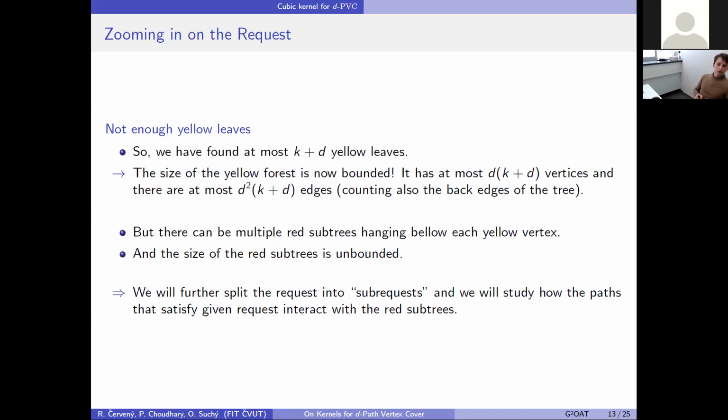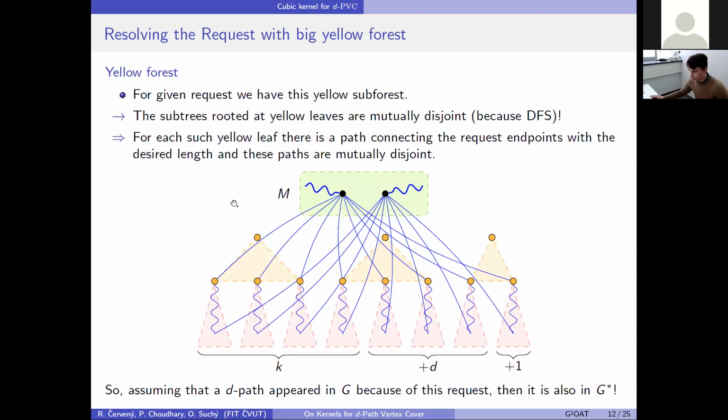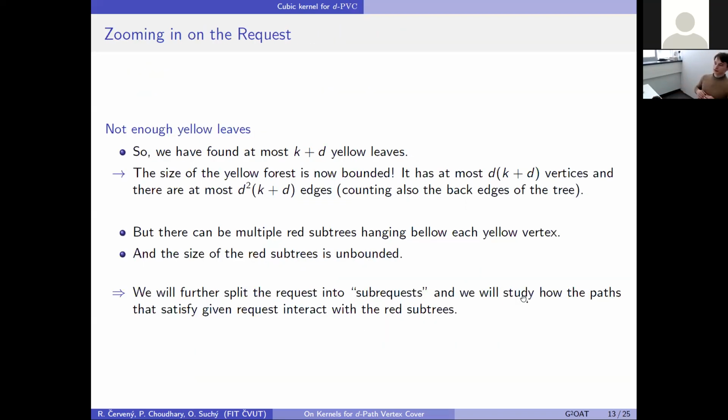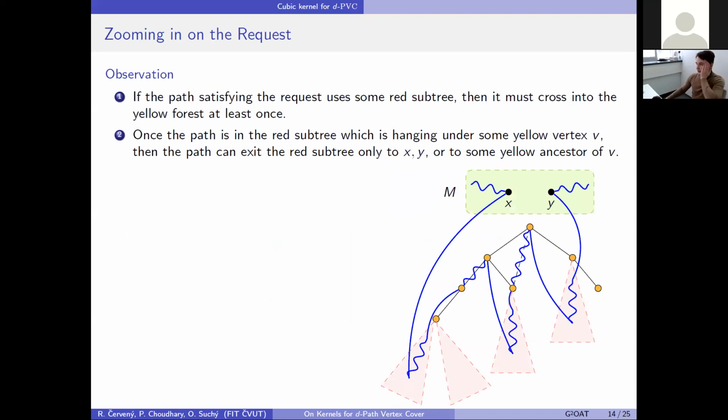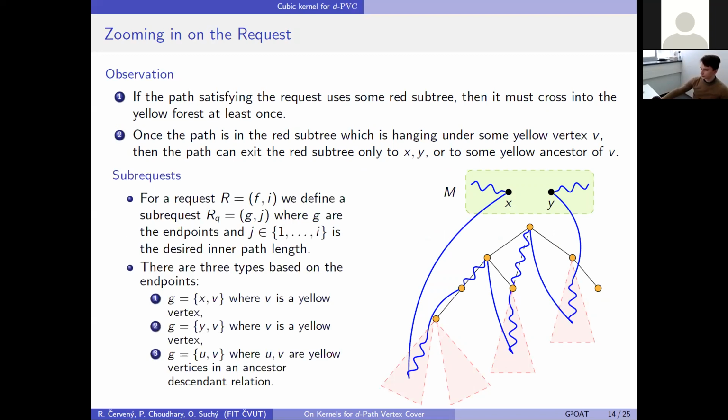But there is still a problem. As you have seen, there are still some red subtrees hanging below the yellow forest, and we don't know how many of them there are, and we don't know their size. And that's what we need to address now. I'll maybe speed up a little bit over this part. We are going to do something very similar to what we did with the request.